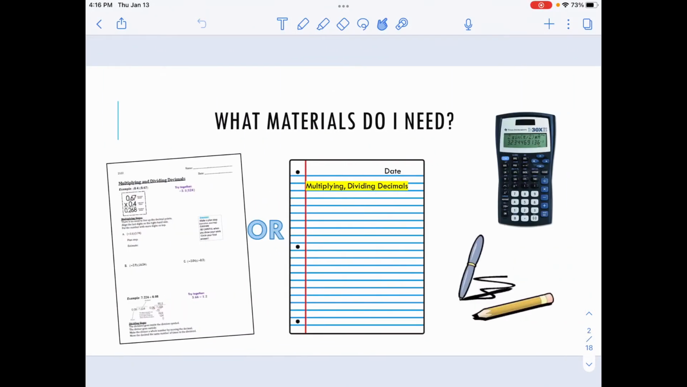Today we're going to be exploring a little bit about how to multiply and divide decimals. So before we begin today, please make sure you have the following materials out. You're going to need a copy of today's notes. If you have it readily available, please take that out. You can also print it if you have access to a printer.